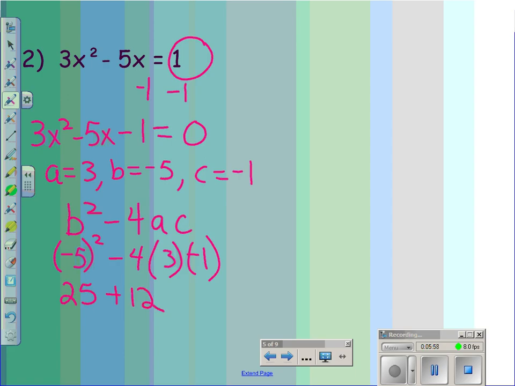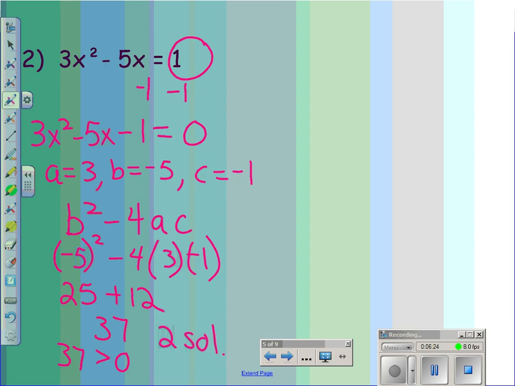25 plus 12 gives me 37. Now from here, remember, we're comparing to 0. So I know that 37 is greater than 0. And according to our guidelines, if our discriminant is greater than 0, then how many solutions do we have? You might want to look back at that. The answer is 2 solutions. So what does that tell us? That there are 2 solutions.